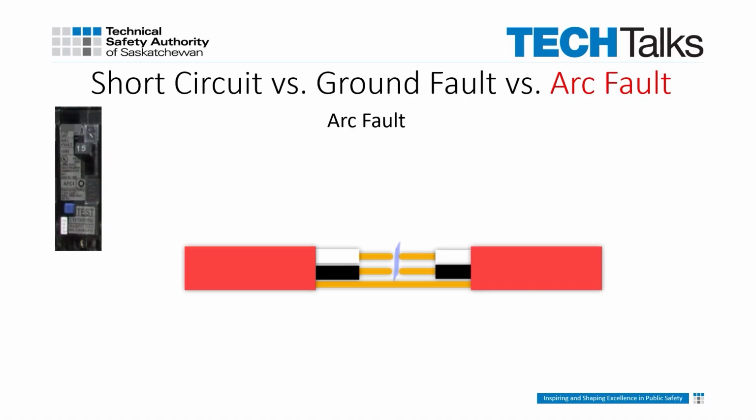AFCI protection recognizes the characteristics of an arc fault and interrupts the current when the arc lasts more than a few milliseconds to guard against fire hazard. Arc fault protection is typically set at 75 amps for parallel arcing and 5 amps for series arcing.